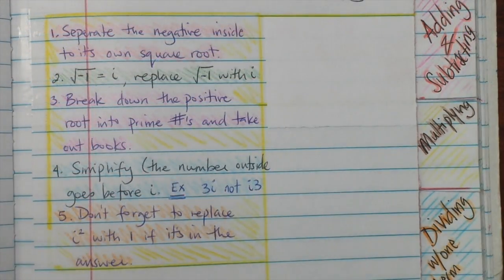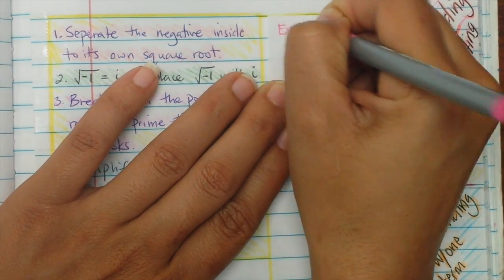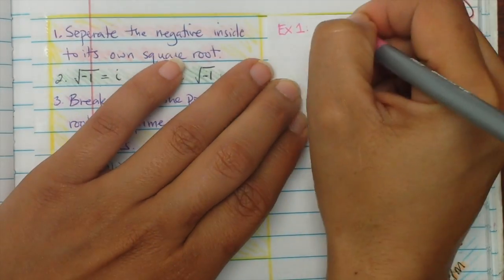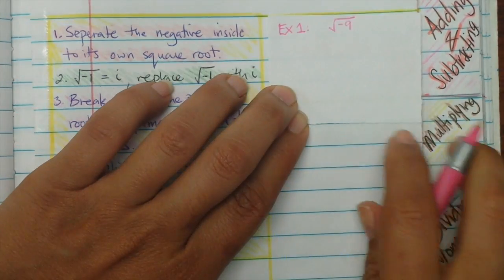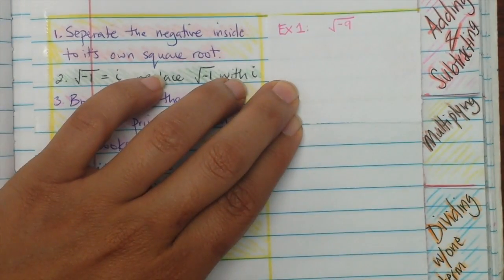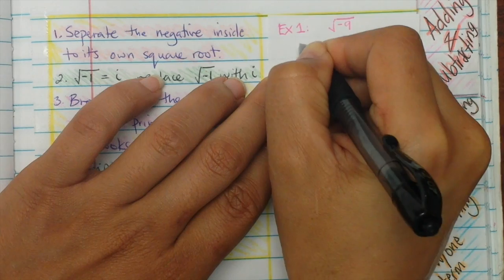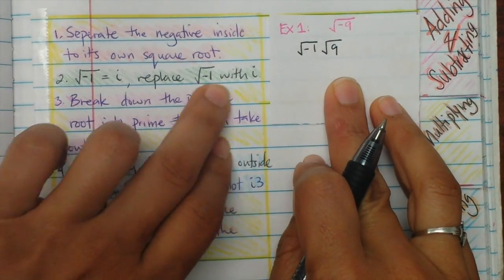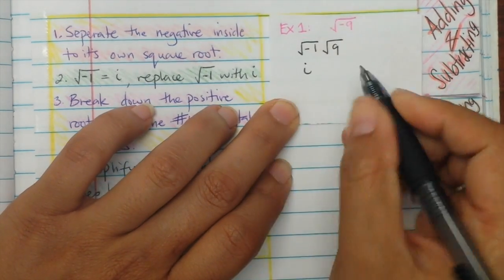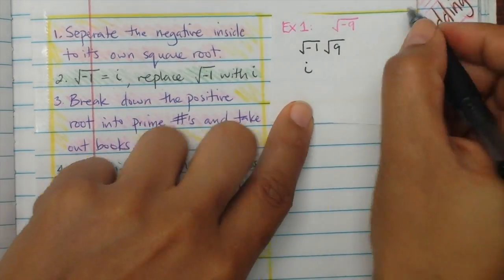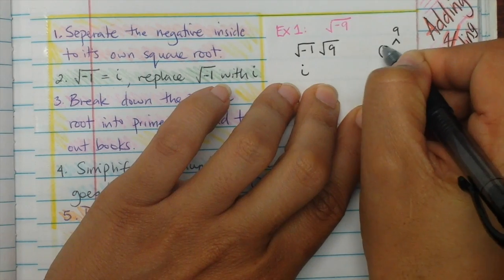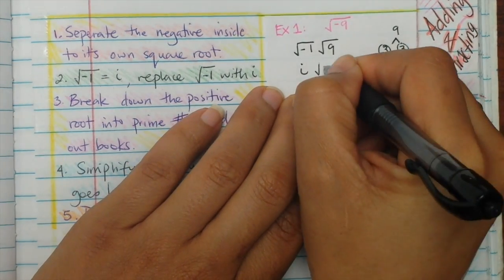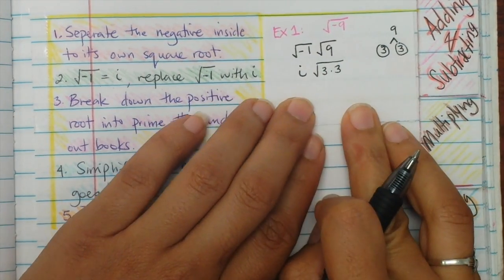You cannot take the even root of a negative number. This is why imaginary numbers happen. So what you're going to do is separate the negative inside to its own square root. So you're going to have radical negative 1, and then that's going to leave radical 9. Radical negative 1 is equal to i, and you're going to replace it with your i. Then you can break down 9 as normal and take out books. So it's going to be 3 times 3, that's a book of 3, and nothing's left inside the radical.